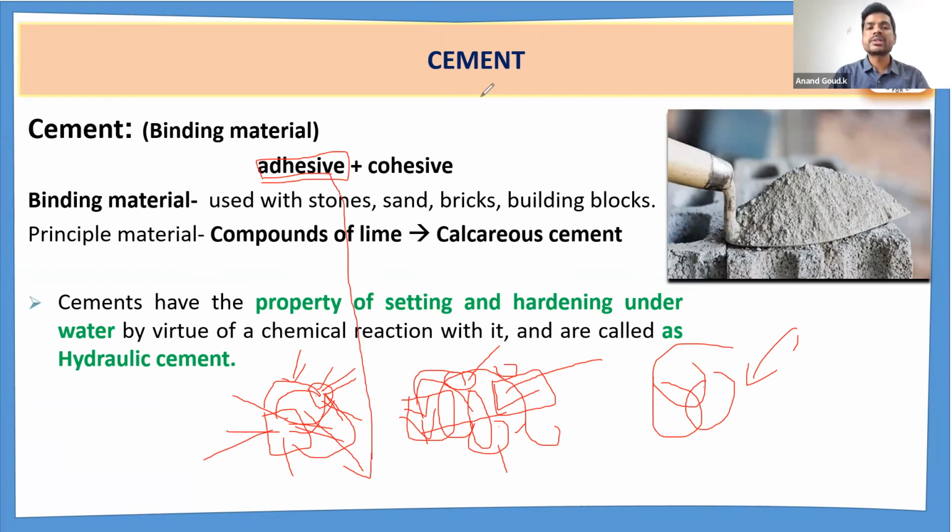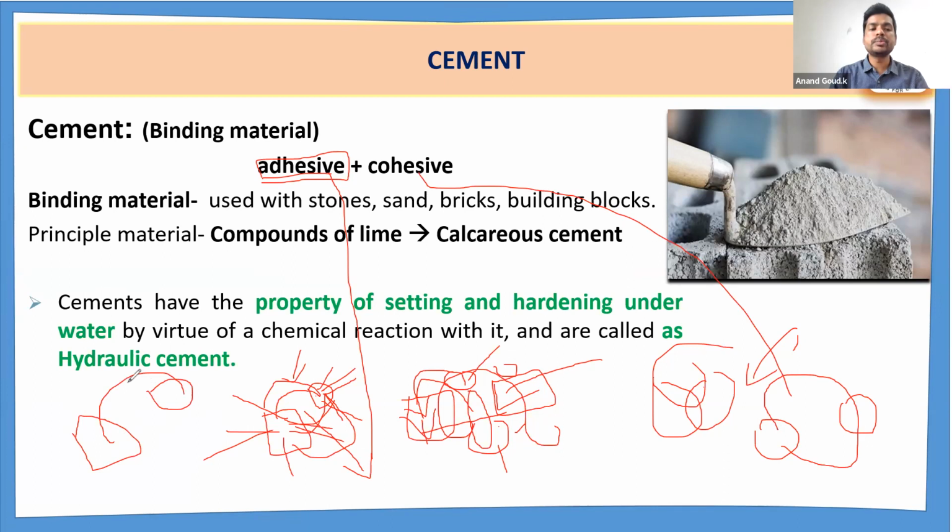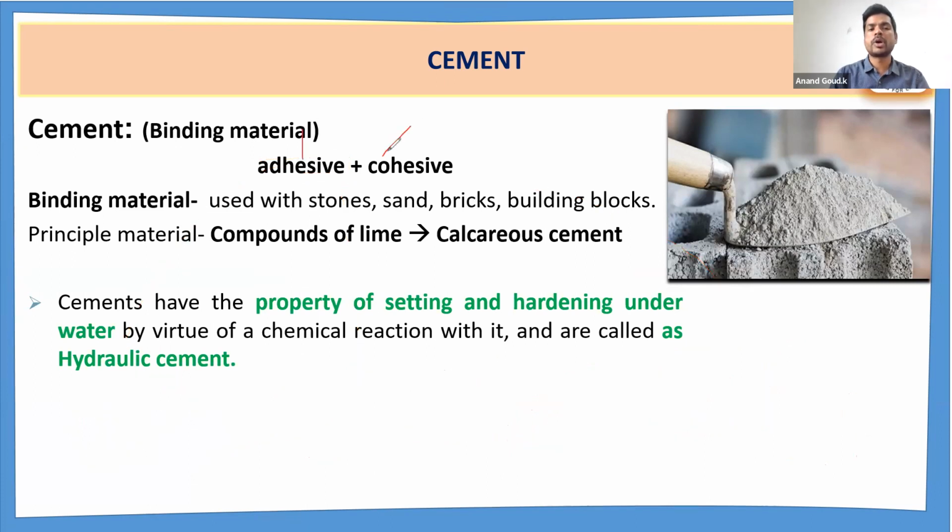Earlier we discussed two cement particles. The attraction between two similar particles is called cohesive property. And here, this is one material, aggregate, and this is a cement particle. The attraction between these two particles is called adhesive property. Is it clear, everyone? The difference between adhesive and cohesive property.